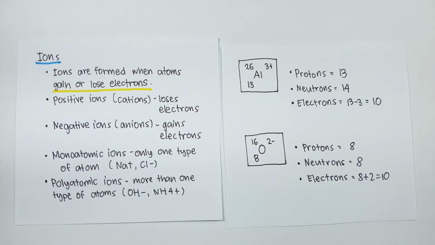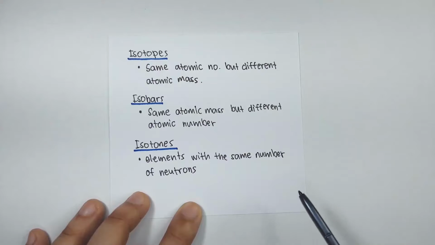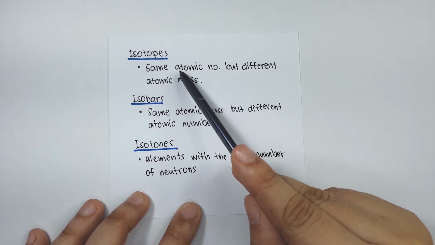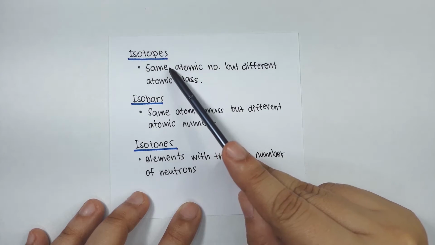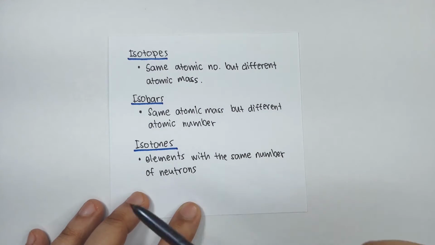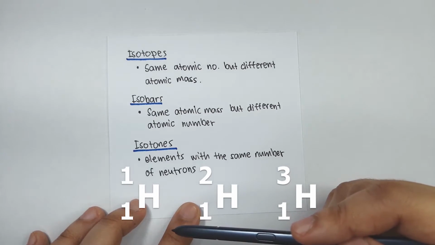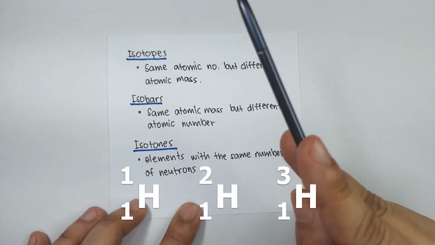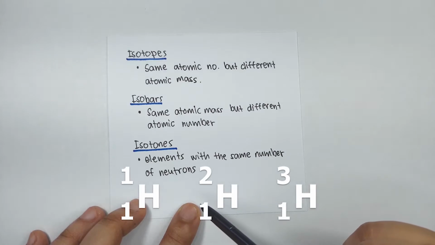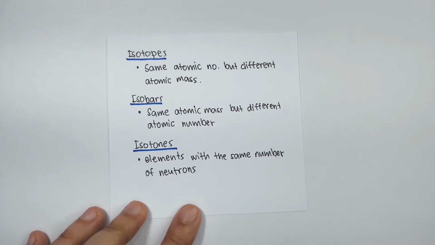So, yung next na i-discuss natin ay isotopes. So, yung isotopes, tandaan lang ng definition niya, same atomic number but different atomic weight. For example, 1H1, 2H1, 3H1. So, same atomic number but different atomic weight. Next is isobars.